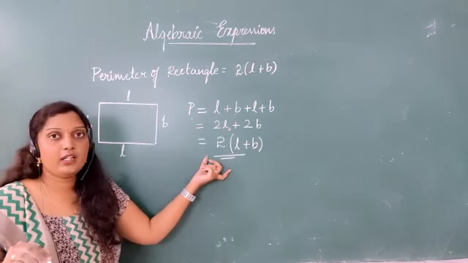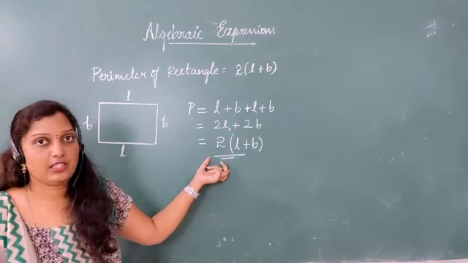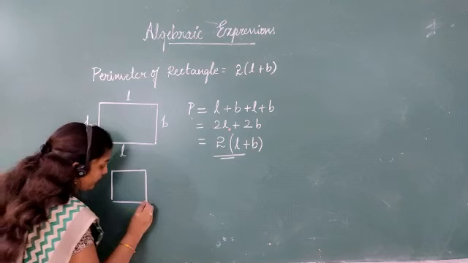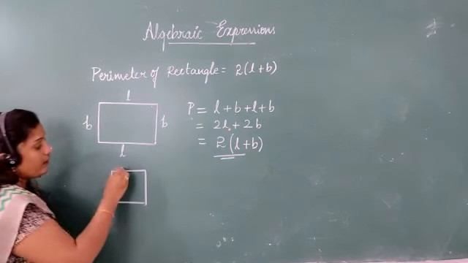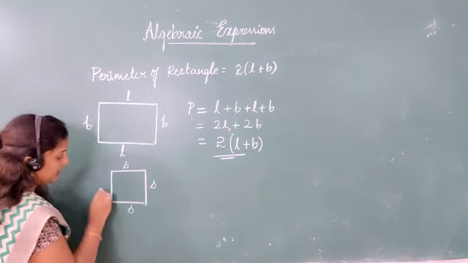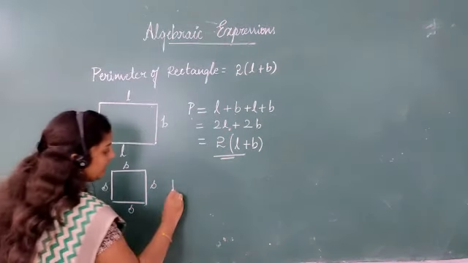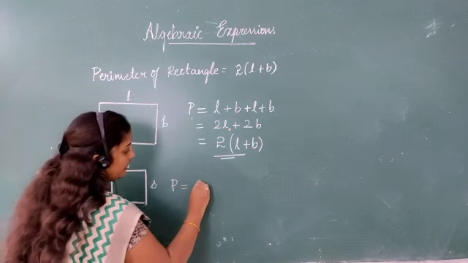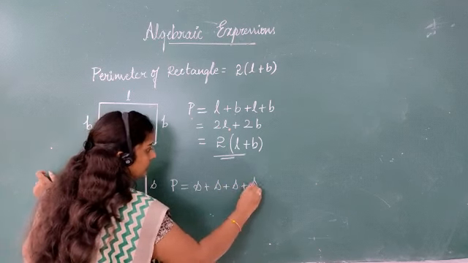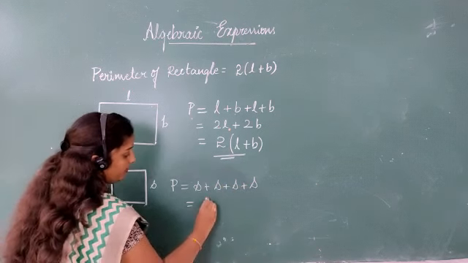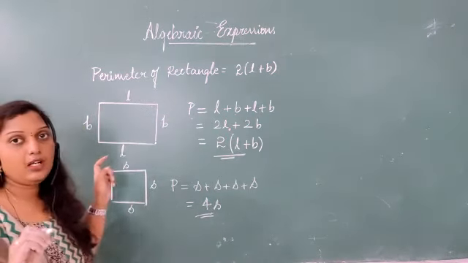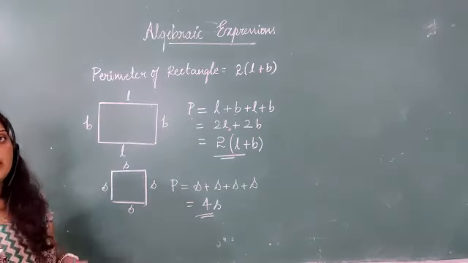This way we can find out the formulas of different figures. Similarly, if you want it for a square, square means all the 4 sides will be equal, right? So all the 4 sides I will consider as s, s, s and s. Perimeter means adding all 4 sides, right? s plus s plus s plus s. How many sides we have? 4. So we can call it 4s. This is how you will frame the formulas using algebraic expression.